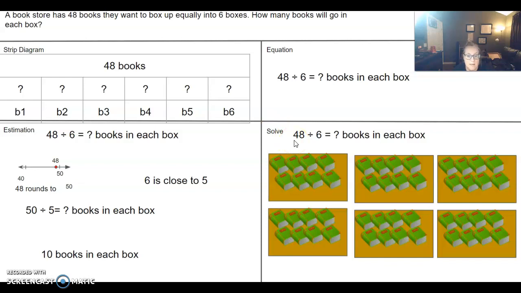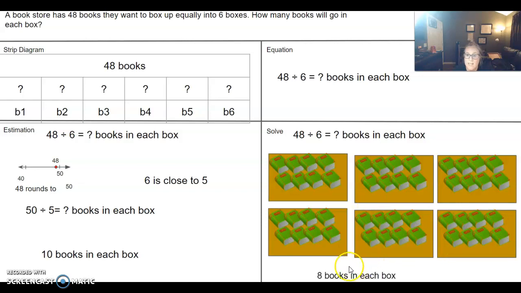That's how many books I had. But now I have to see how many books are in each box. So let's see. I have 1, 2, 3, 4, 5, 6, 7, 8 in each box. So I have 8 books in each box.